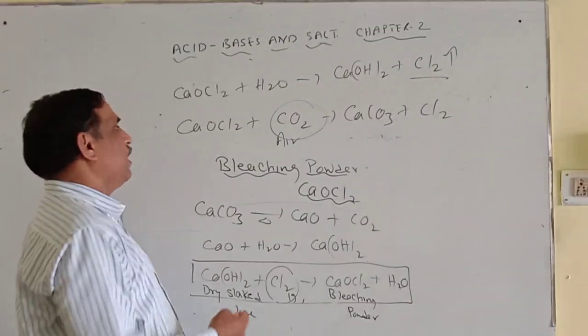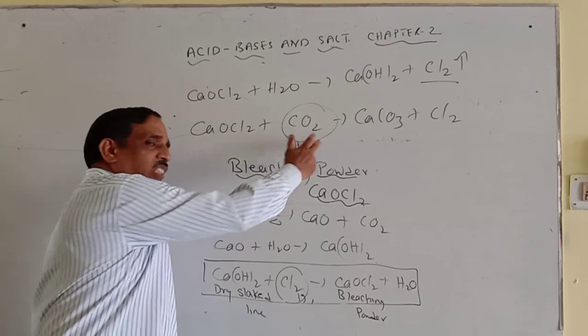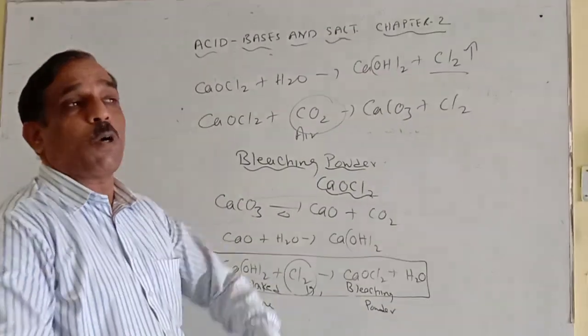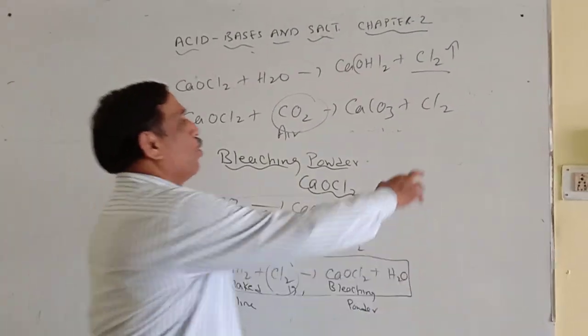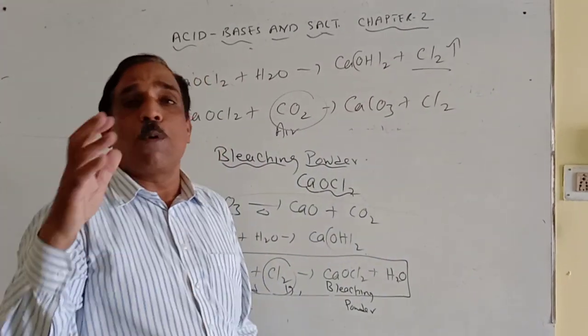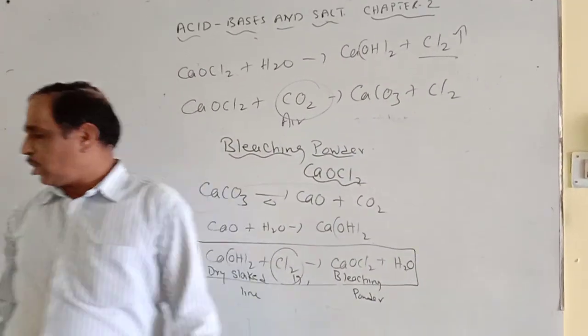Why should it be stored in an airtight container? To prevent this reaction. What happens if bleaching powder is used in excess? The chlorine gas released will cause pollution of air. So these are the three questions.